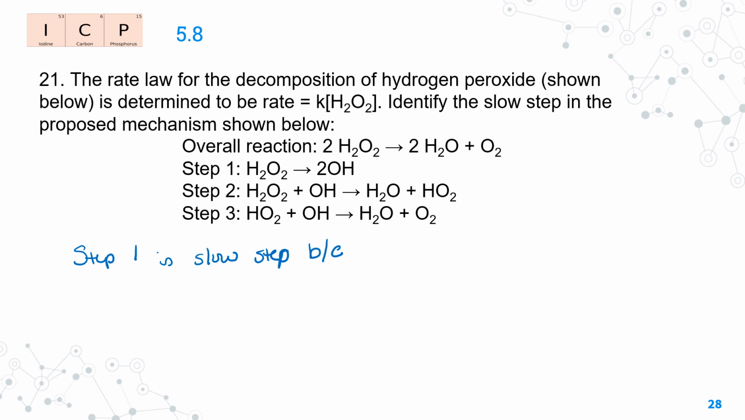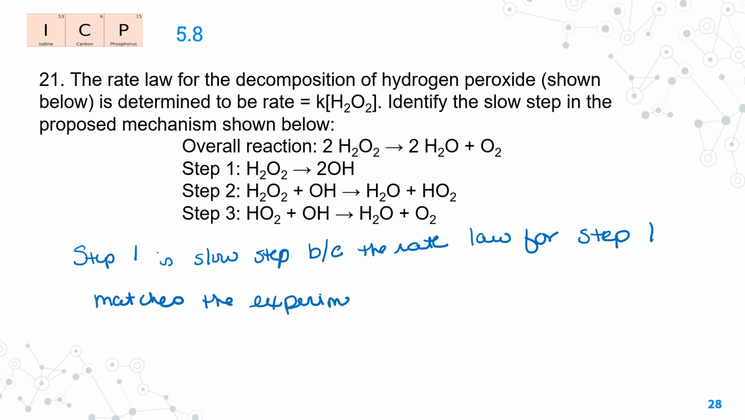because the rate law for step 1 matches the experimental rate law. And if you notice step 2, it can't be step 2 because OH is in step 2. OH would have to be in the rate law if step 2 was the slow step.